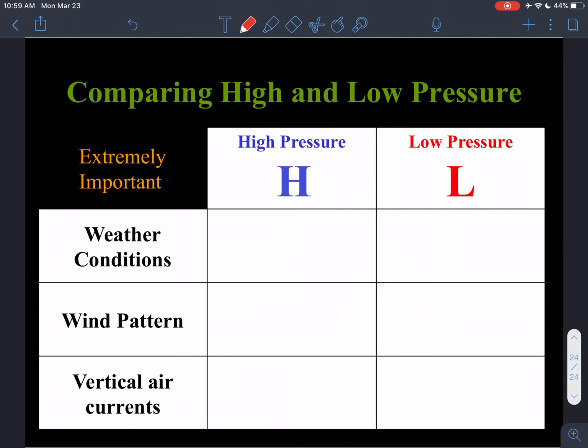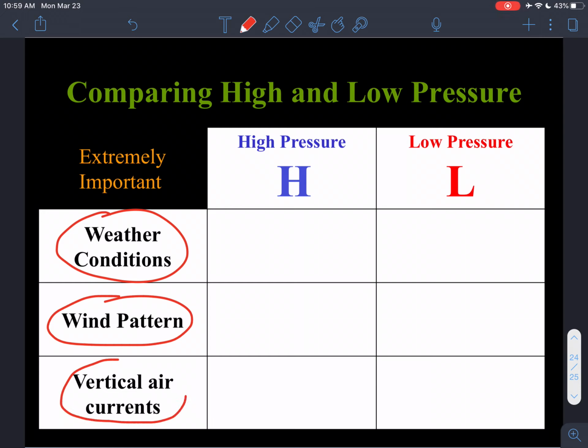So I'd like you to take a minute or two to look back at the notes, and I want you to compare the high and low pressure for the weather conditions, the wind pattern, and vertical air currents, meaning is the air going to be rising or sinking?